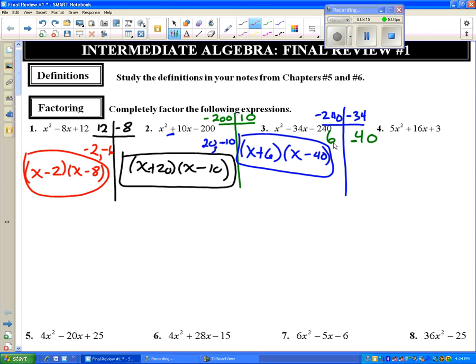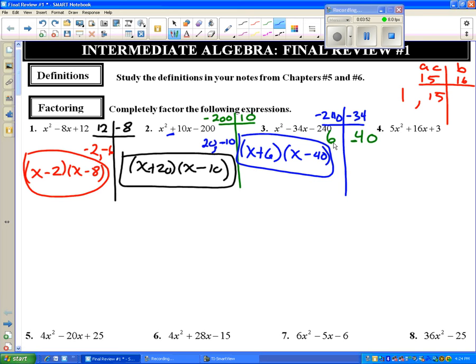All right. Number 4. Number 4 is when we start looking at something different. My number in front of my x squared is a 5. So I need to use the California method. A times C and adds to be B. So 5 times 3 is 15 and 16. What multiplies to be 15 and adds to be 16? I can look at my calculator. My factors are 1 and 15, 3 and 5. So 1 and 15 is what adds up to be 16.